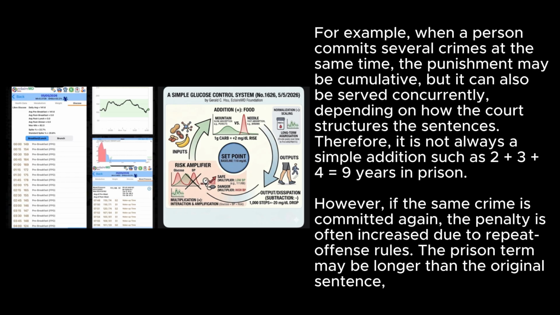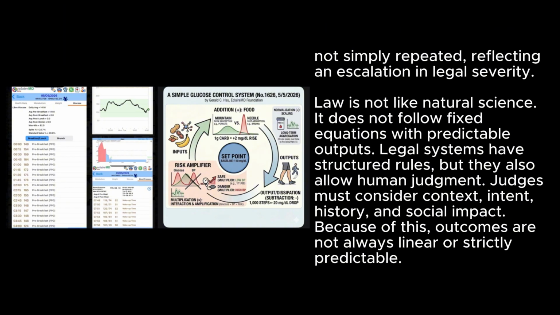However, if the same crime is committed again, the penalty is often increased due to repeat offense rules. The prison term may be longer than the original sentence, not simply repeated, reflecting an escalation in legal severity. Law is not like natural science. It does not follow fixed equations with predictable outputs.